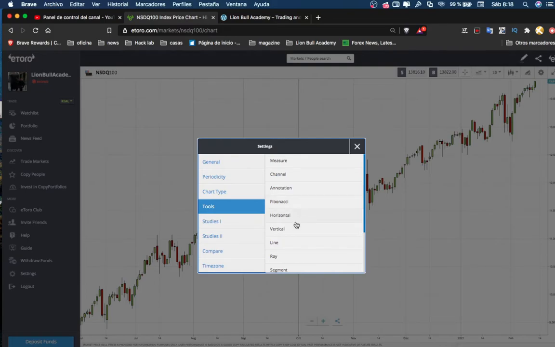Then we have a horizontal line, vertical line. Well, okay, we have many. Now we're going to explain some of them. Then we have Studies 1 and Studies 2. They are the indicators. You have a complete playlist about indicators. You just need to look for indicators Lion Bull Academy. You will find a playlist for sure. In my channel, just go to the channel, go to the playlist zone, and you can find it.